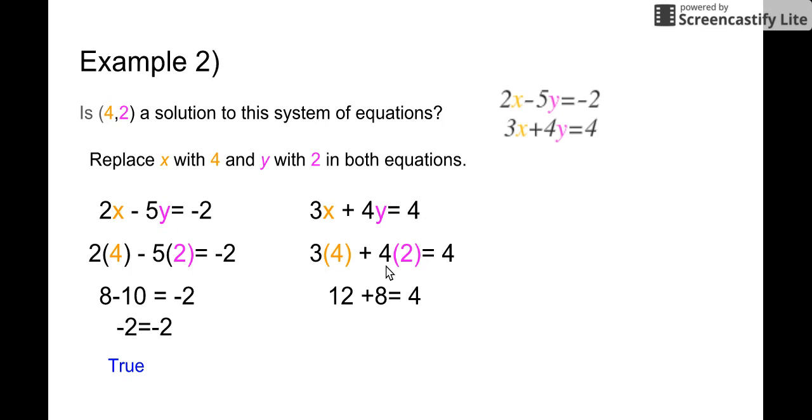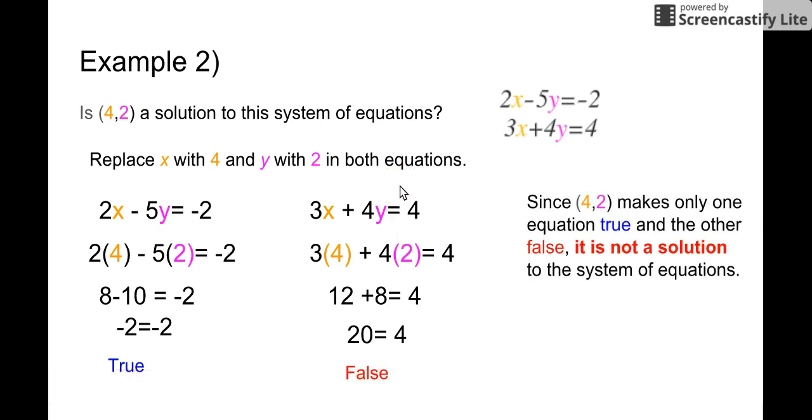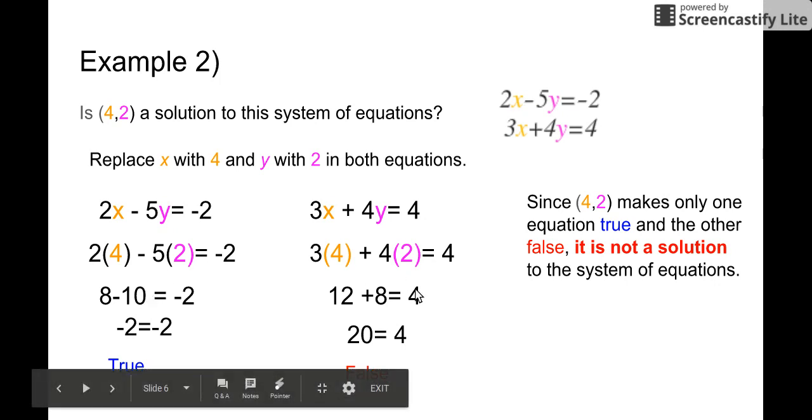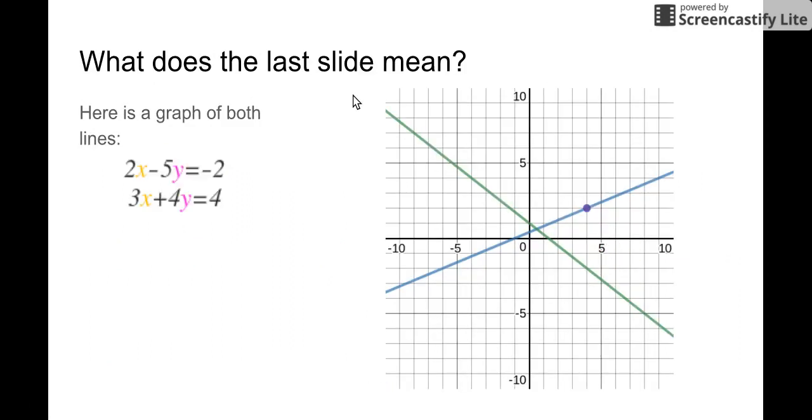And that gives me 12 plus 8 equals 4. If you add 12 and 8 together, you get 20, and 20 does not equal 4, so this is a false statement because 20 is not the same as 4. What that means is when we plug them both in and it doesn't make both true, it's not a solution. Okay, if you have 2 false answers or 1 true and 1 false, it's not a solution to the system of equations.